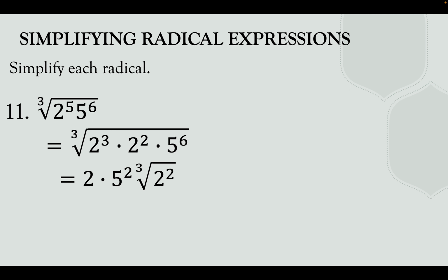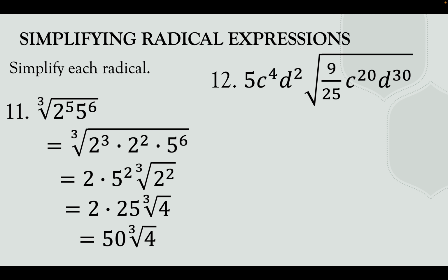Now simplify. We have 2 times 25 cube root of 4. So 2 times 25, we have 50 cube root of 4. Next, we have 5c raised to 4, d raised to 2, square root of 9 over 25, c raised to 20, and d raised to 30. Now, you check the terms in the radical. We can simplify the terms there. So you just need to copy 5c raised to 4, d raised to 2.